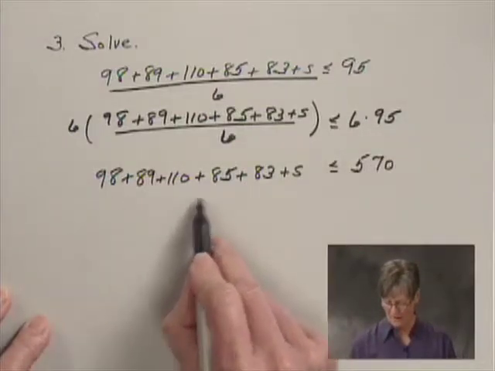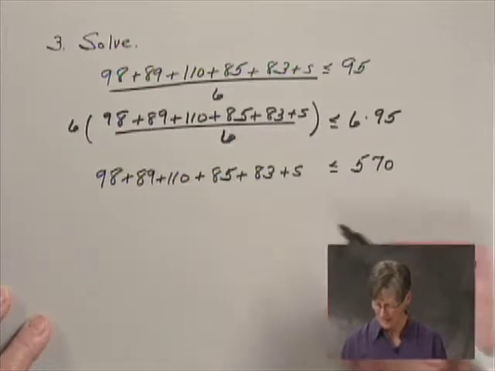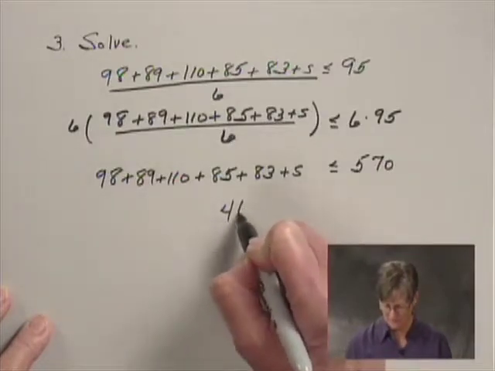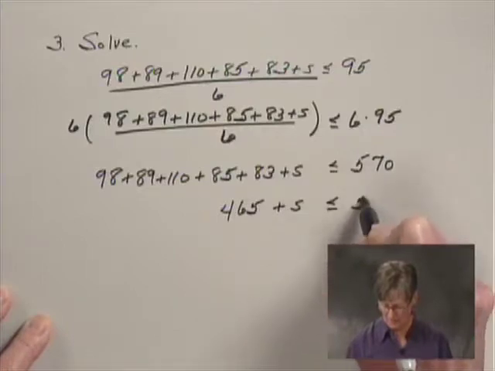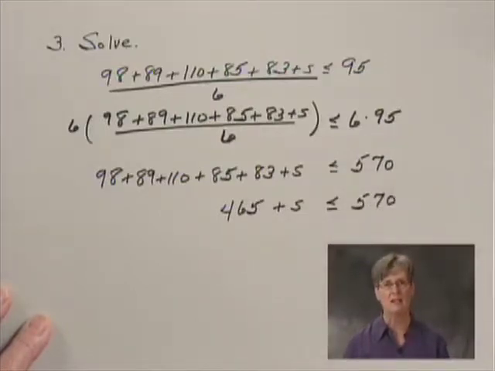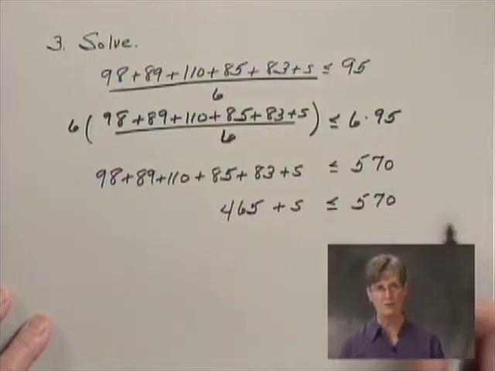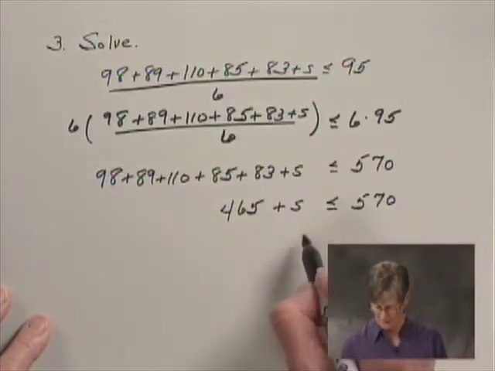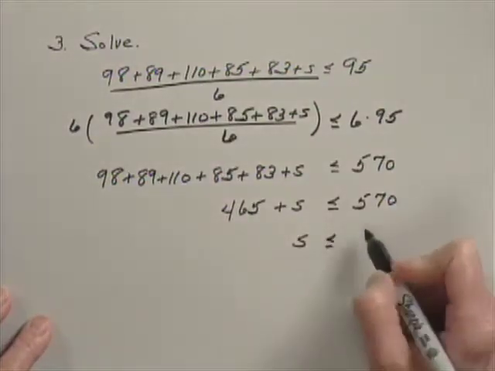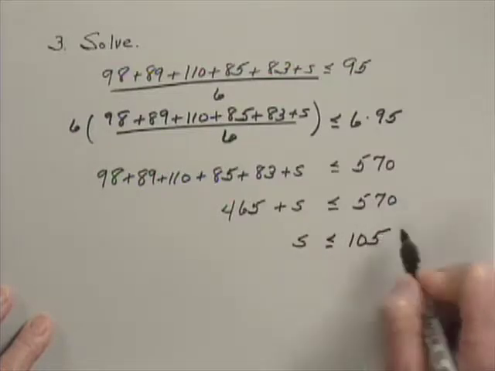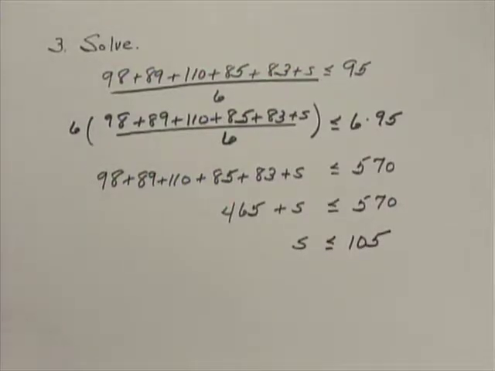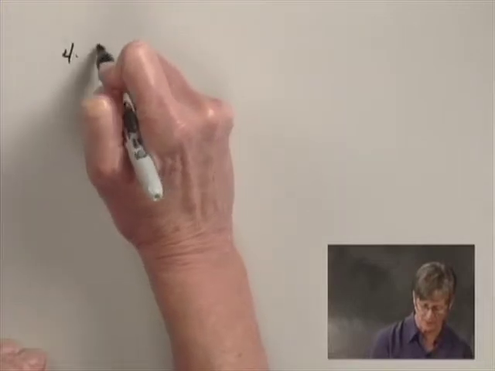Now, when I add these 5 numbers together on the left-hand side, I get 465. So I have 465 plus S is less than or equal to 570. And finally, I can subtract 465 on both sides, and I get S is less than or equal to 105. So this is our possible solution, and the next thing we need to do is to check this in the original problem. It's the 4th step in our process.